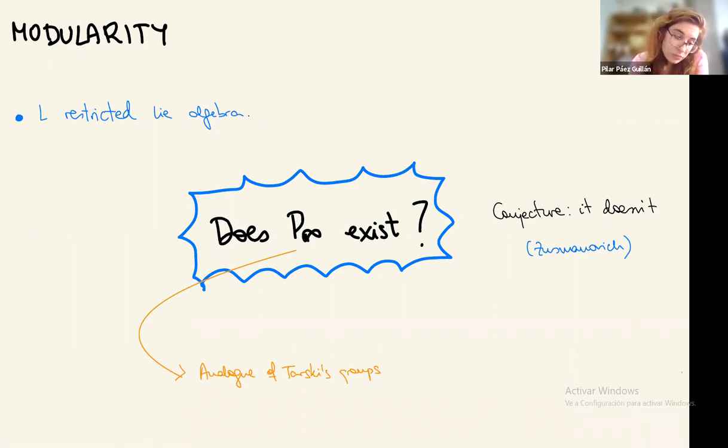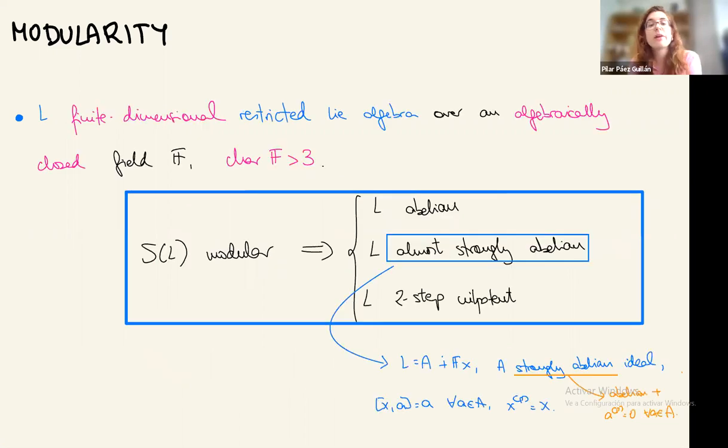So we needed to take some more restrictive hypotheses, and we arrived at this conclusion: if we have a restricted Lie algebra of finite dimension over an algebraically closed field of characteristic greater than 3, and the lattice of restricted subalgebras is modular, then we have three options.